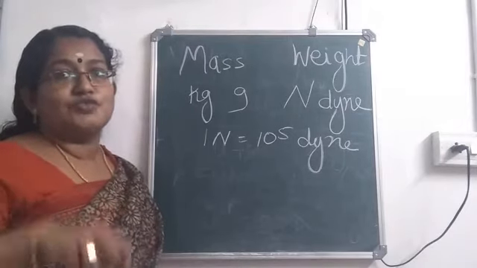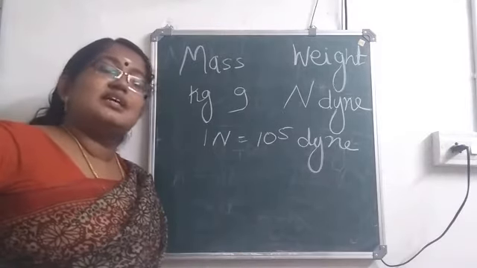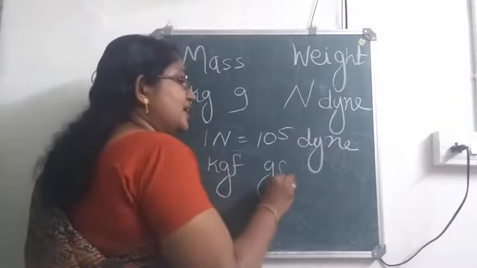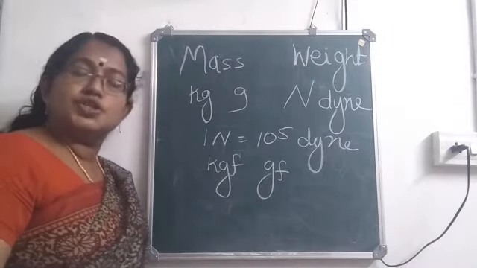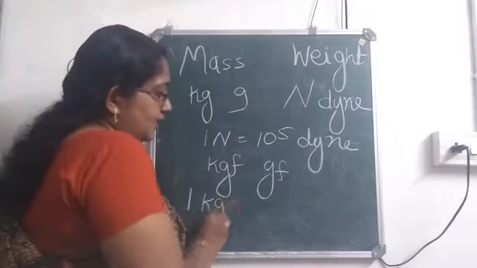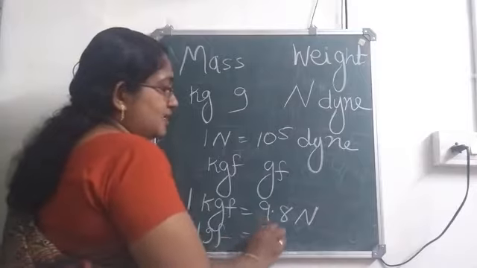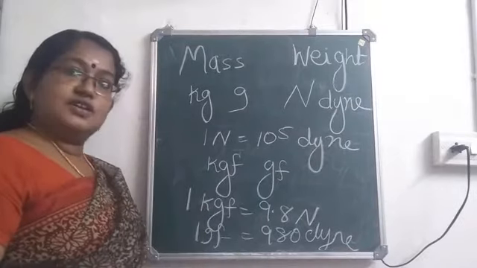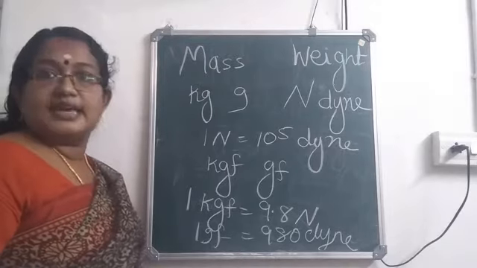Now we have one more set of units. What is that? Gravitational units, isn't it? So do you remember which are the gravitational units? kgf and gf. Kilogram force and gram force are known as the gravitational units of force. Now 1 kgf is actually equal to 9.8 Newton and 1 gram force is equal to 980 dyne. Okay, 1 kgf is equal to 9.8 Newton and 1 gram force is equal to 980 dyne.